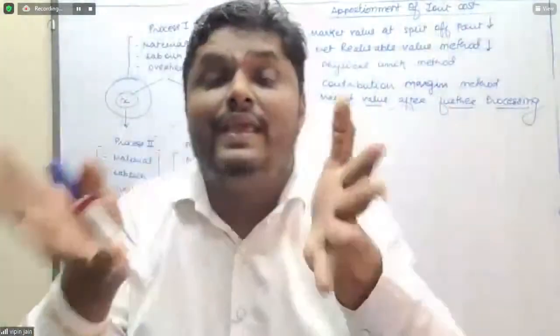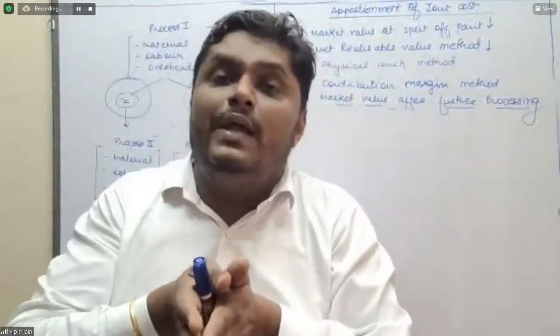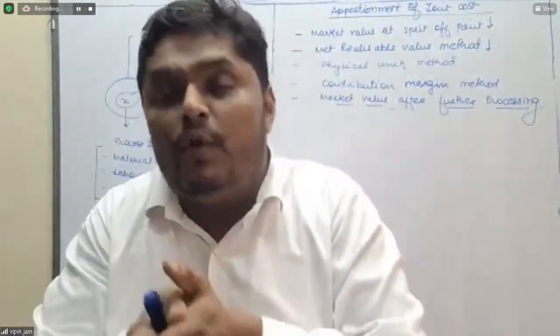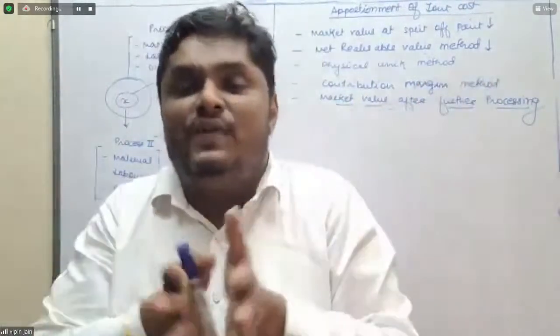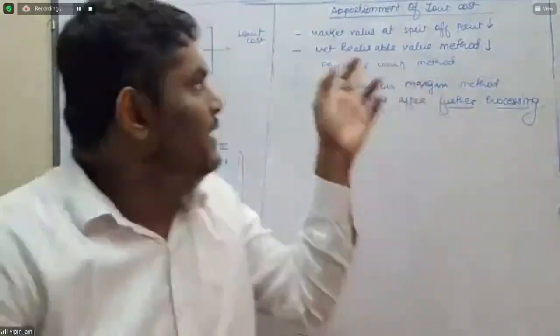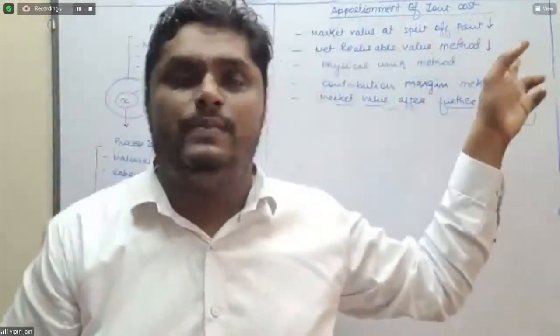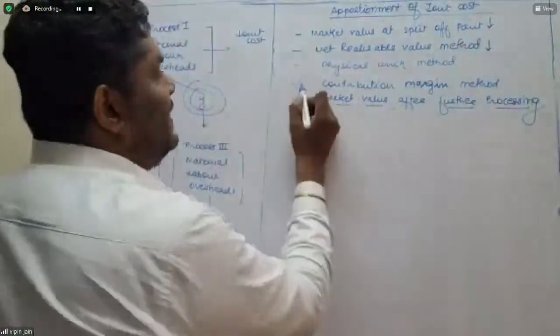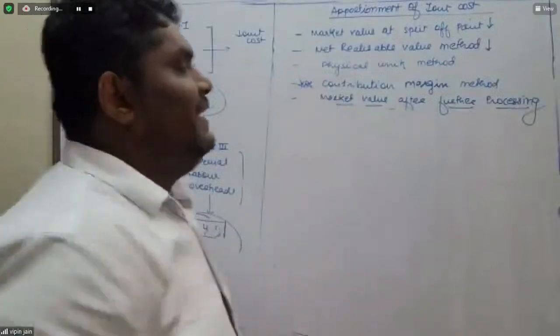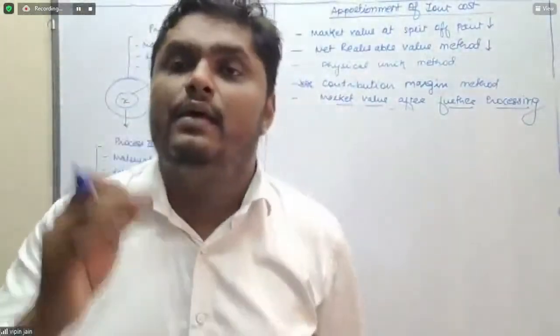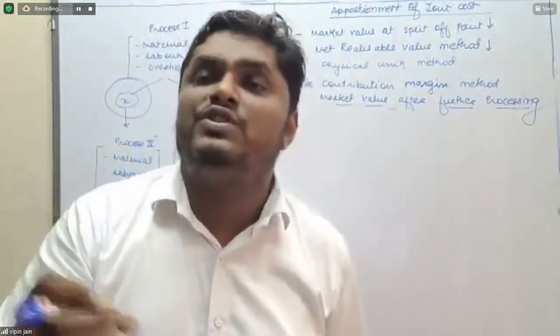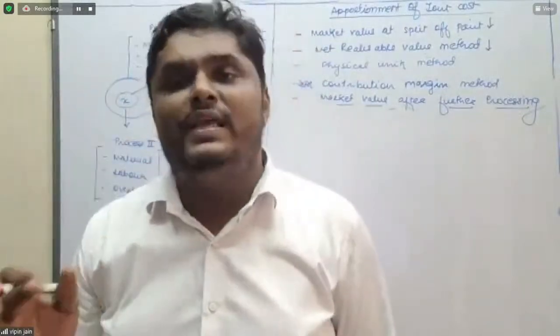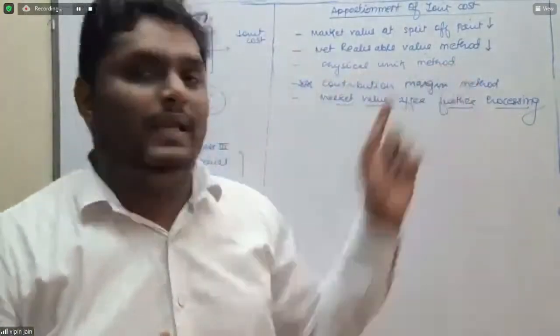But let's say we cannot calculate the net realizable value, if certain information is missing in the question as regards further processing cost or whatever it is. Then we'll use the physical units method. Now, the contribution margin method can be used only when some information is given in the question as regards fixed cost or variable cost. Then only this method will apply.